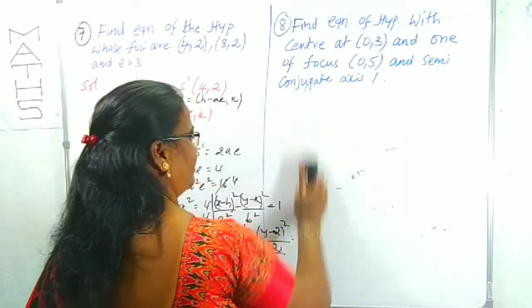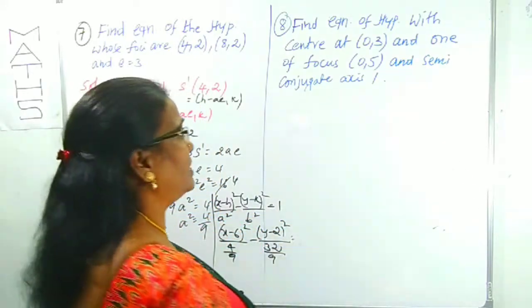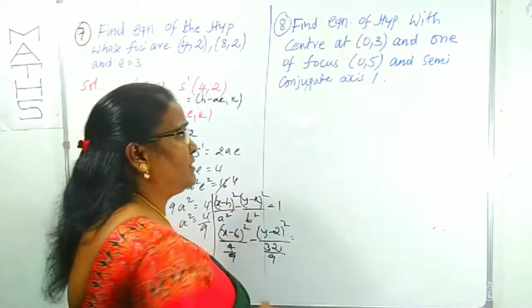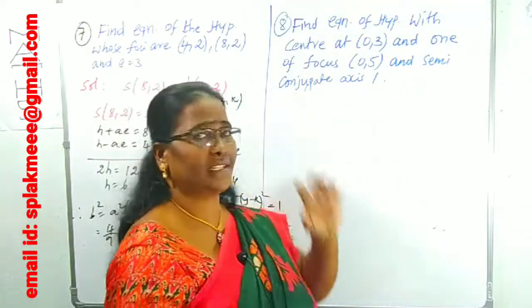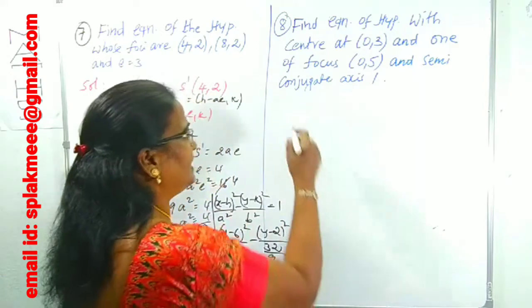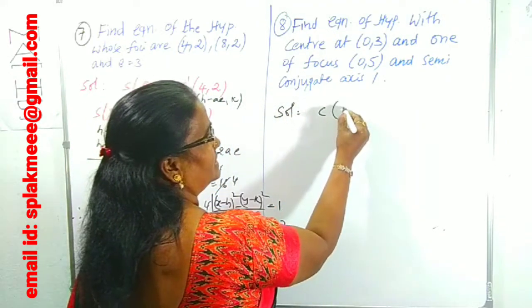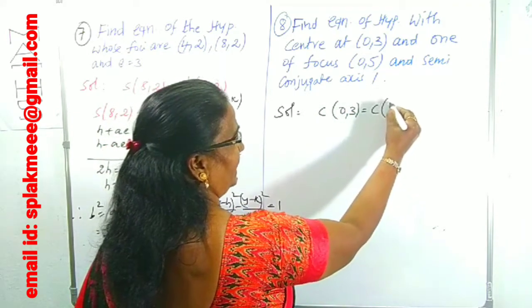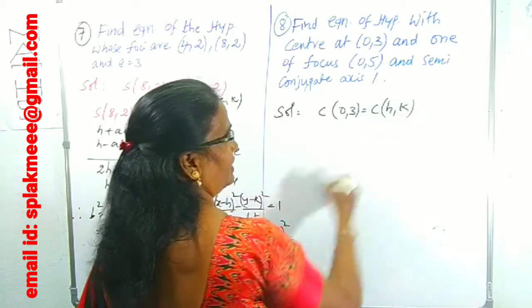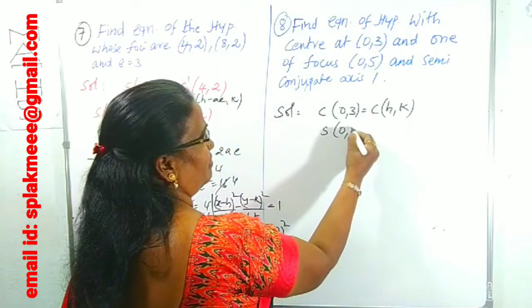Here also it is asking for the equation of a hyperbola. So what is the given data? Find the equation of the hyperbola with center at (0, 3) and one of the foci given as (0, 5). Clearly the given center C is (0, 3), which is (h, k). And the focus S is given as (0, 5).